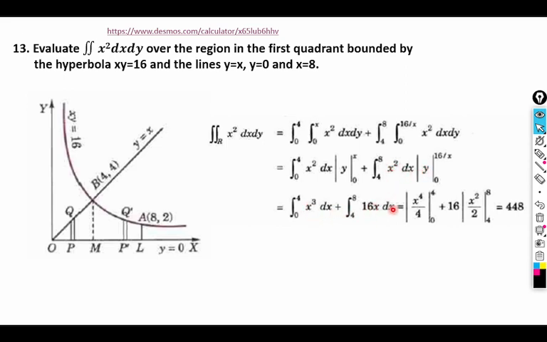So integral of x cube is x to the 4 by 4. Integral of 16x is 16x square by 2. And when you use a calculator and simplify, the answer is in integer form, 448 only, no fraction. Okay, so you can do the calculation, you can cross check. So that's the fourth example on type 2 that we have seen. Two more examples and then we'll stop. So 448 is the answer.